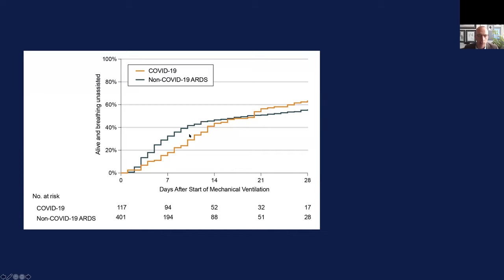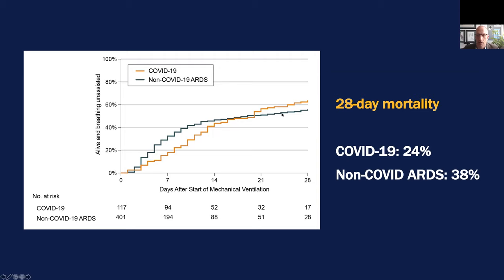And what you can see is that these curves overlap. If you just looked at a week, you would say, well, the non-COVID ARDS, there's more of them that are alive and off the vent, but the curves actually cross. And if anything, it's higher in the COVID-19 arm. And our 28-day mortality in the COVID-19 was only 24% compared to 38% in our non-COVID ARDS cohort.